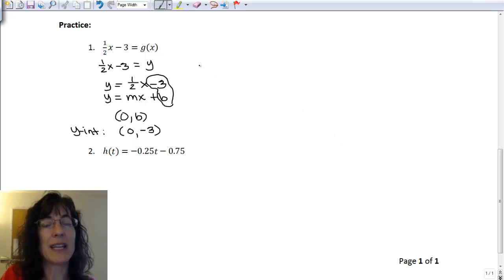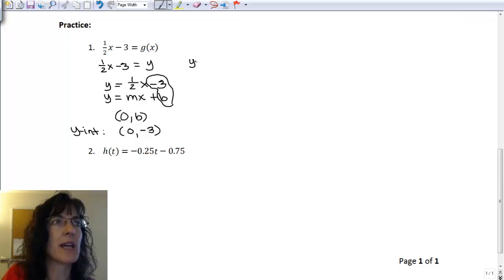y-intercept is to let the x equal 0. So I'm going to write this out. Y-intercept, let x equal 0. So I'll plug in 0.